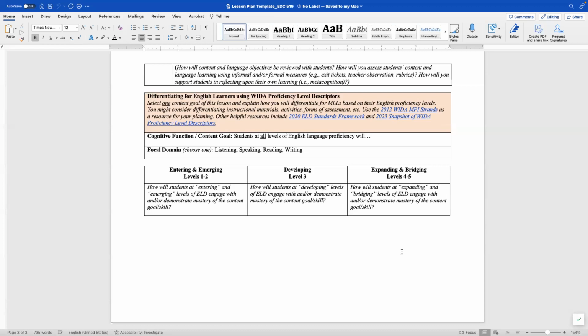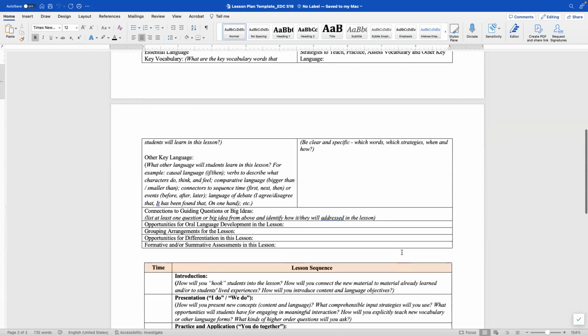So this is thinking about how you're differentiating for language, but keeping the goal the same for all students. All students in that example are able to explain how photosynthesis works. They're just using different amounts of language and different resources to be able to do that. So that is what we're looking for in your lessons.